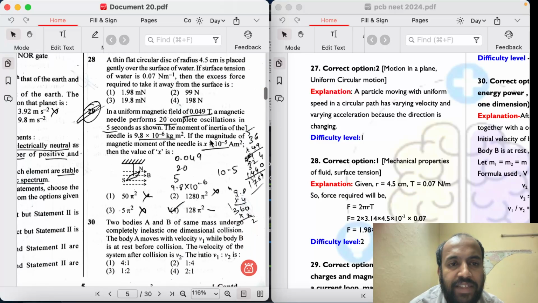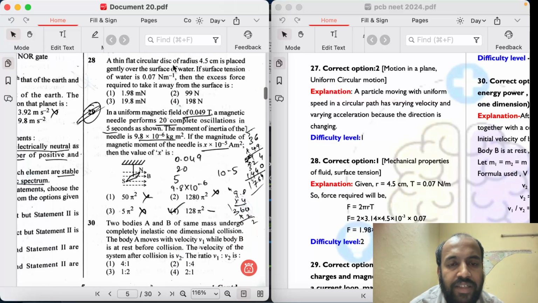Question number 28 says a thin flat circular disc of radius 4.5 centimeter is placed gently over the surface of water. If the surface tension of water is 0.07 Newton per meter, then the excess force required to take it away from the surface is what? Now, the first thing is the radius is given in 4.5 centimeters. So let's just convert it into meters. It would be 0.045 meter.